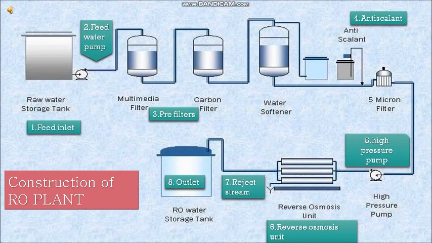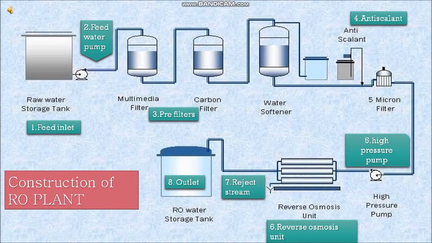High pressure pump. This pump is used to provide enough pressure for the water to pass through the membranes. Reverse osmosis unit. The reverse osmosis unit consists of brine seal, pressure vessel, and membranes. The most commonly used membranes are spiral membrane, ceramic membrane, stainless steel membrane, tubular membrane, hollow fiber membrane, plate and frame membranes. The type of membrane depends upon the quality and dissolved constituents of the feed water.